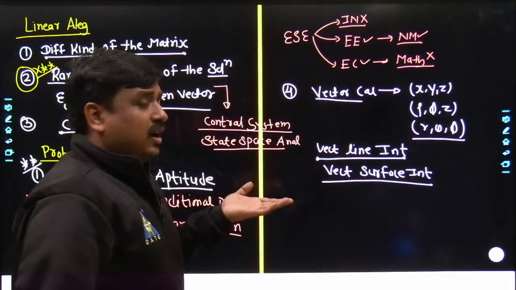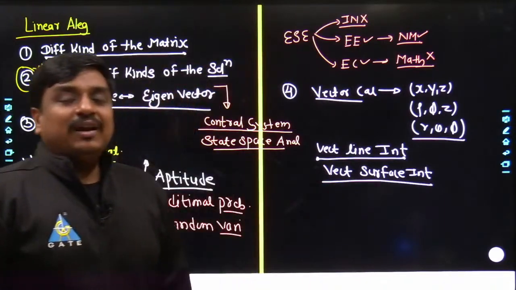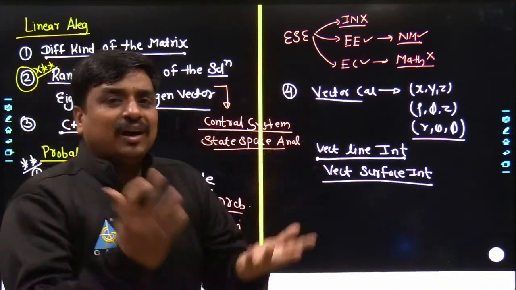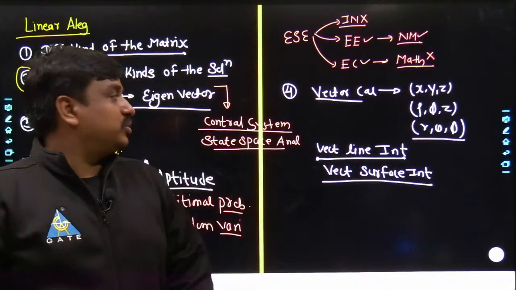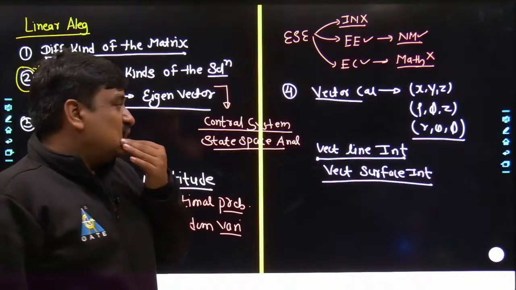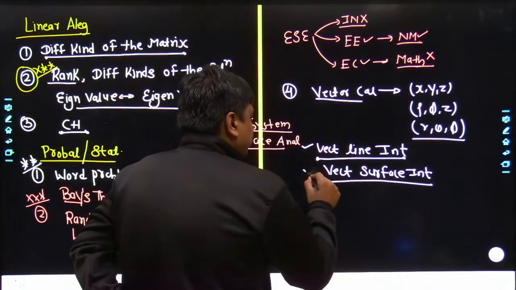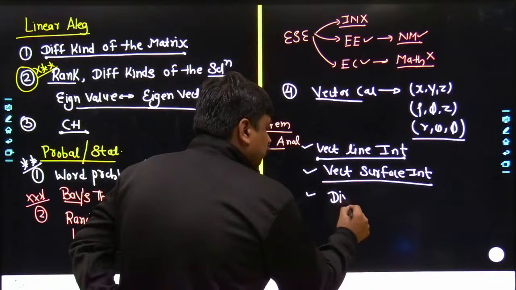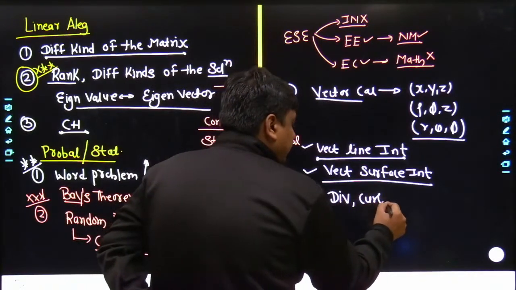Yes, here also one problem came up when I was dealing with the electronics paper 2021, because there it was being asked how much flux is going out from a closed surface. That problem was a pure problem of vector surface integration. Yes, you must be thorough with the different differential operators, which start from divergence, curl and gradient.